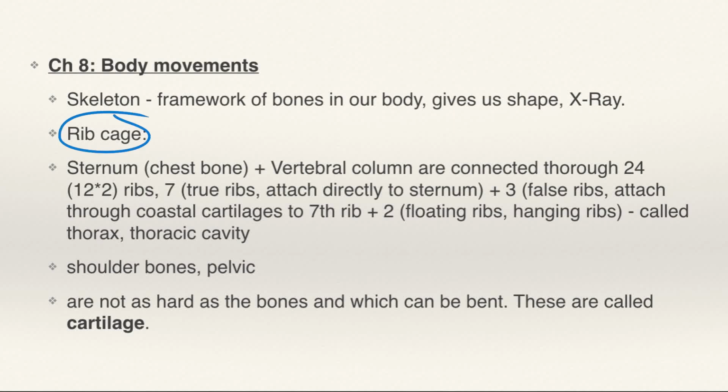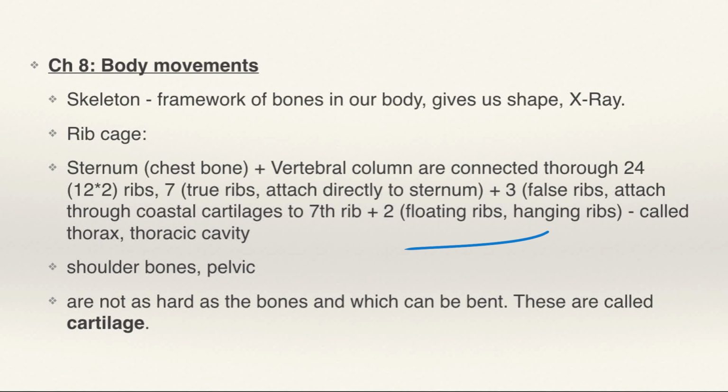Rib cage. What is the rib cage? The rib cage is made up of ribs and sternum, and behind you have the vertebral column. In total how many ribs do we have? 24. How many ribs do we have on one side? The answer is 12. Out of those 12, 7 are true ribs. Ribs which attach directly to the sternum are called true ribs. 3 are false ribs. Ribs which attach to the 7th rib and then to the sternum are called false ribs, while the ribs which do not attach at all and keep hanging are called floating ribs. So total 12 into 2, 24 ribs, plus one chest bone.